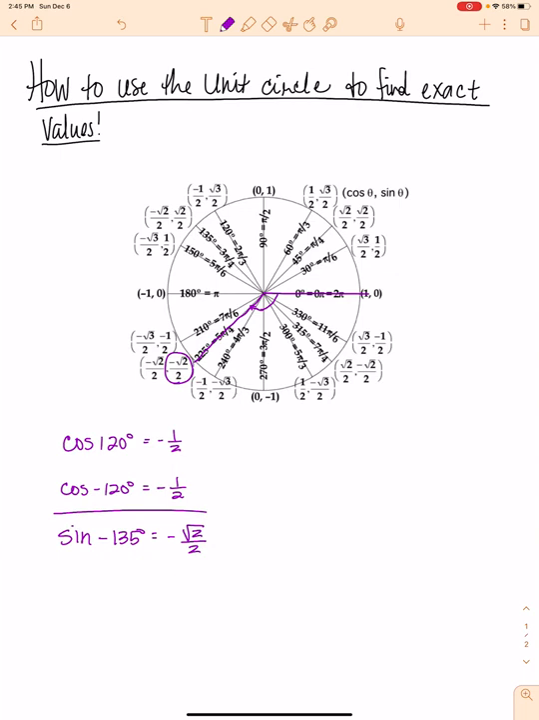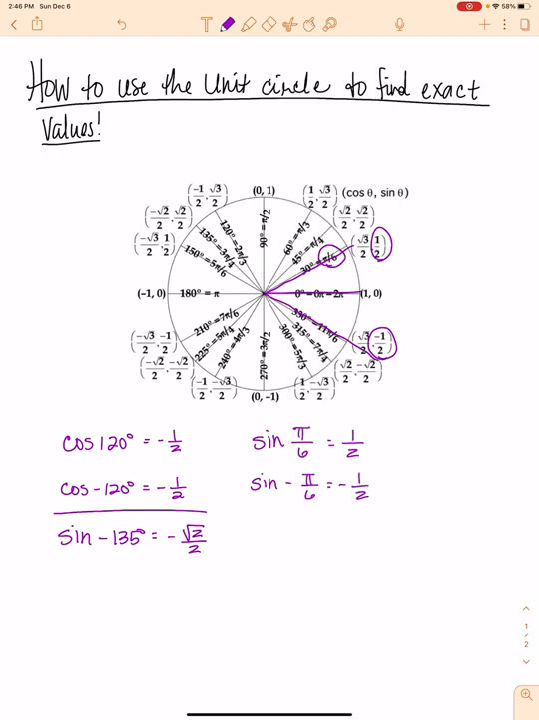Okay, now let's find some radian measures. Those are more fun. So I want the exact value of sine pi over 6. Okay, so this is positive pi over 6, so that's right here. There's pi over 6. So the sine value is positive 1/2. Okay, let's go in the opposite direction now to see what that would look like. The sine of negative pi over 6 is going to be right here, and that is going to be -1/2.